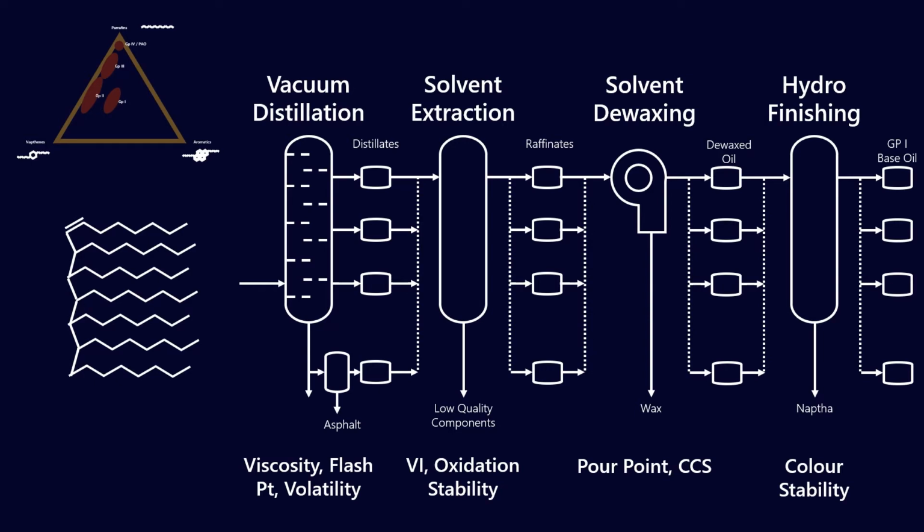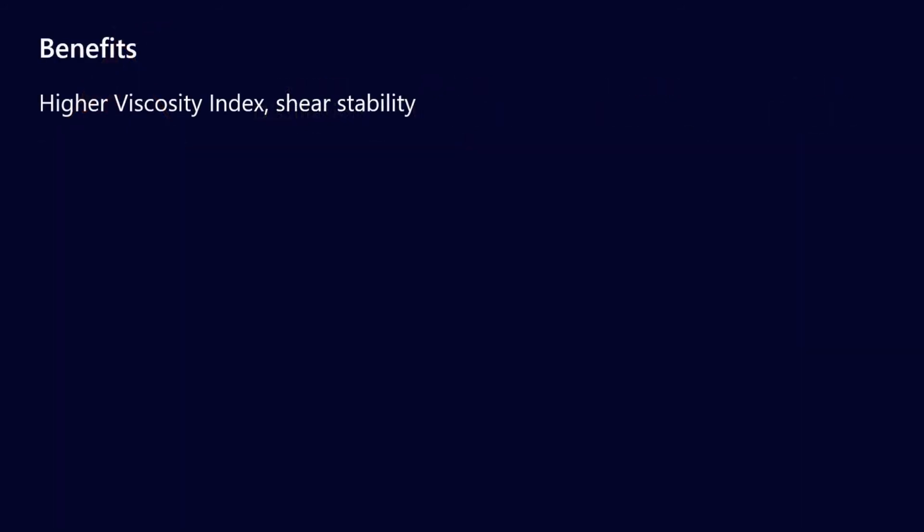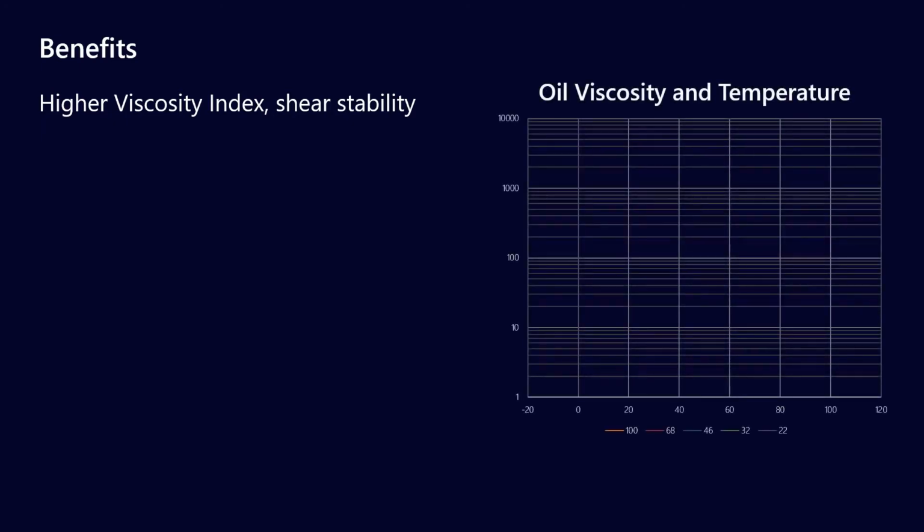Now remember, this is for a group 1, so for a group 2 or group 3, we would replace that hydrofinishing with hydrocracking, right? Which is effectively doing the same thing, removing nitrogen and sulfur compounds, breaking double bonds, breaking open naphthenic rings as well. And again, we don't need that with the manufacturing of a PAO. So if we looked at the benefits, I'll go through a couple of these. First of all, what you're going to find out of a PAO is a higher viscosity index and better shear stability. So what do I kind of mean by that?